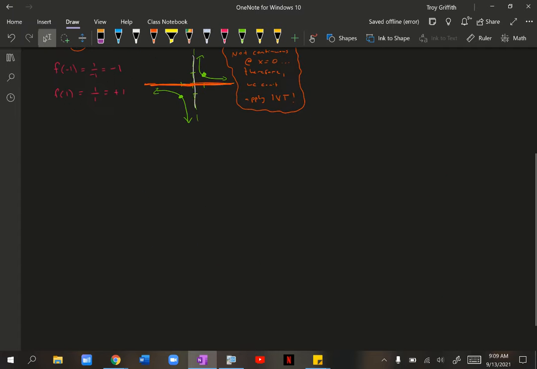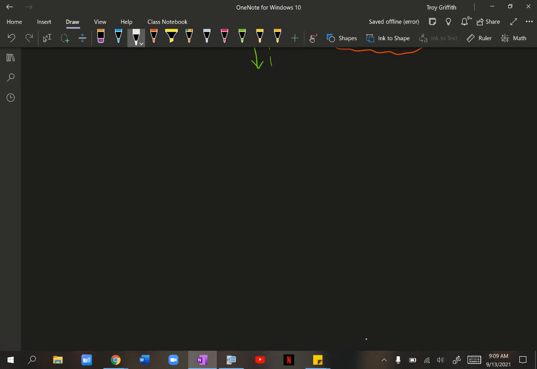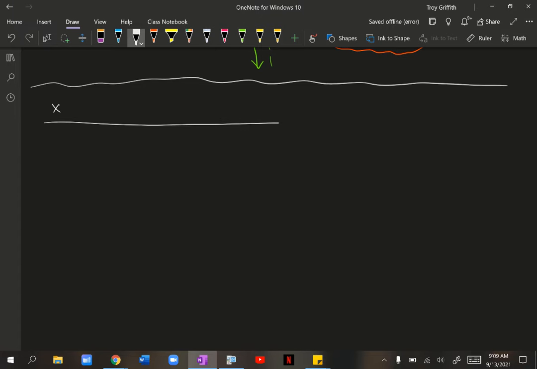Okay, a couple other little examples here that I want to show you, and then we'll be done with this video. So real quickly, let me draw a chart.